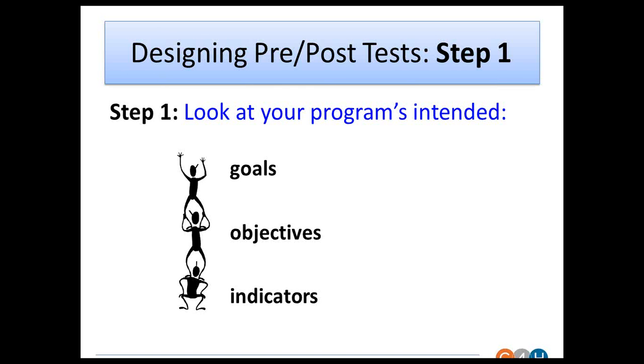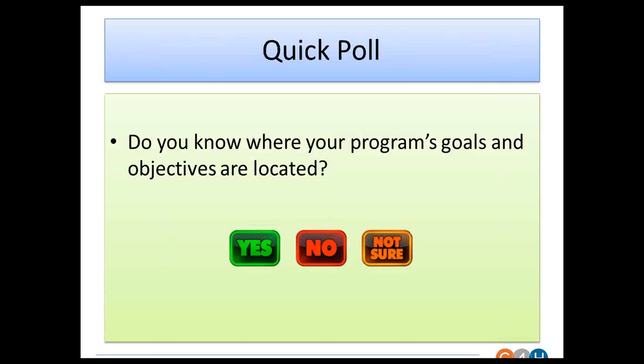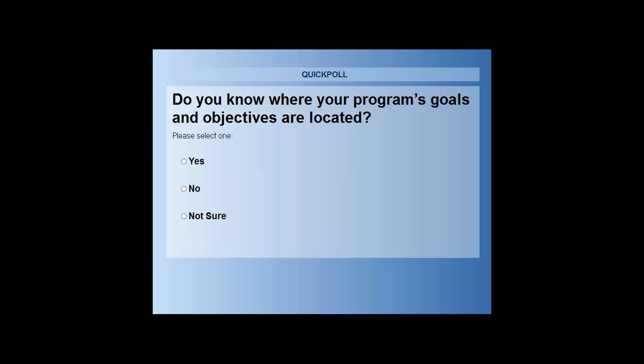They will give you an idea of what the program is hoping to change and what the specific indicators are that this change has taken place. Program goals and objectives are often found in logic models or in previous grant applications. If you don't know where to find goals and objectives for your program, ask a supervisor to help track them down. So really quick, let's take another quick poll. Please let me know if you know where to find goals and objectives for your program. Maybe you've seen them in a previous presentation or document, grant application, or maybe you just know who in the organization would have access to them. So go ahead and enter yes, no, or not sure. We'll just give it a few moments.